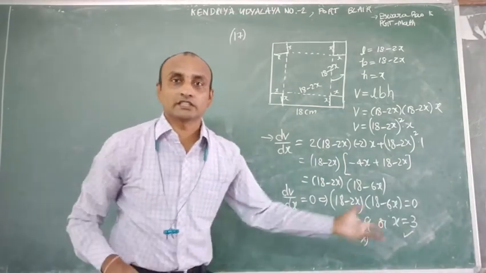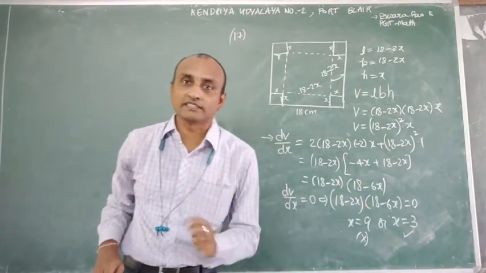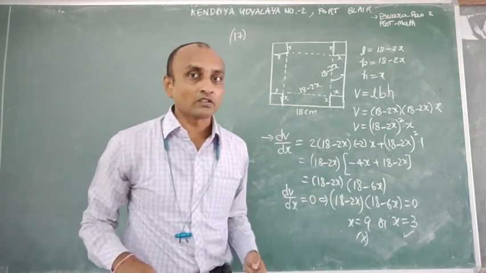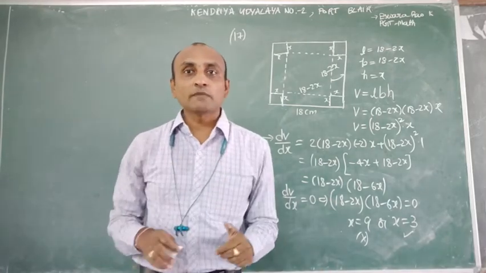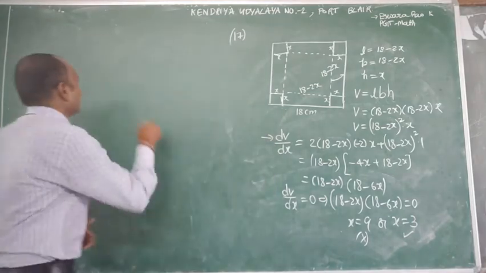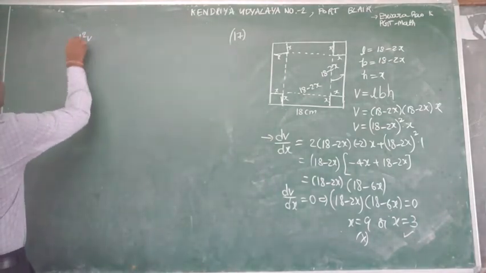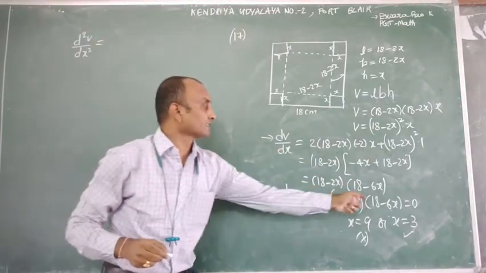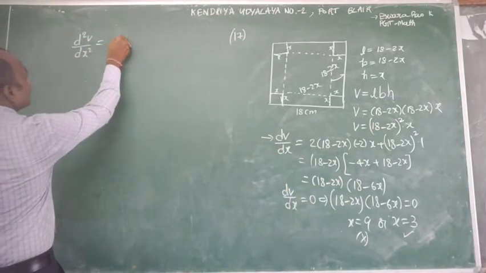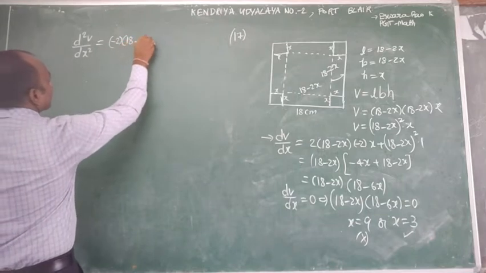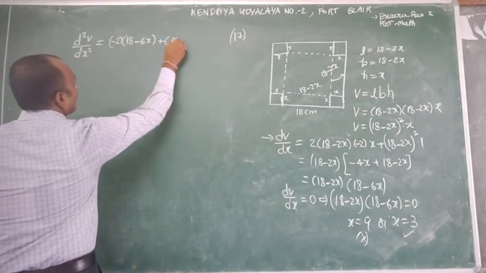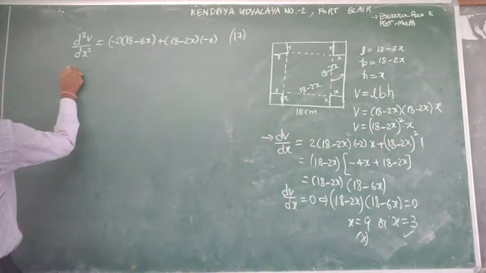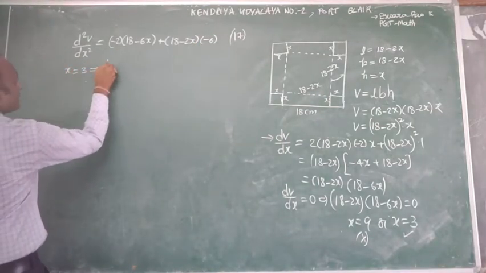That is the first derivative test, using which I found the side of the square is x is equal to 3. But you should say whether the volume of the box is maximum or not. For that, the second derivative test is required. So what is d square V by dx square? Again apply the UV rule on dV by dx. So it is minus 2 into (18 minus 6x) plus (18 minus 2x) into minus 6. In this, substitute x is equal to 3. What will come?